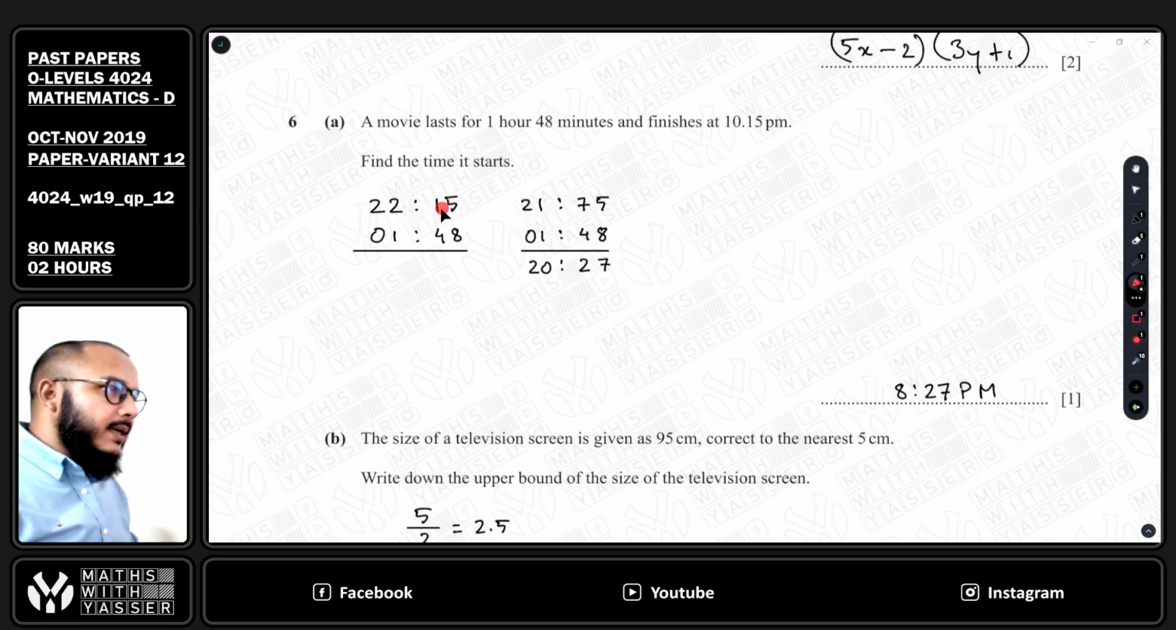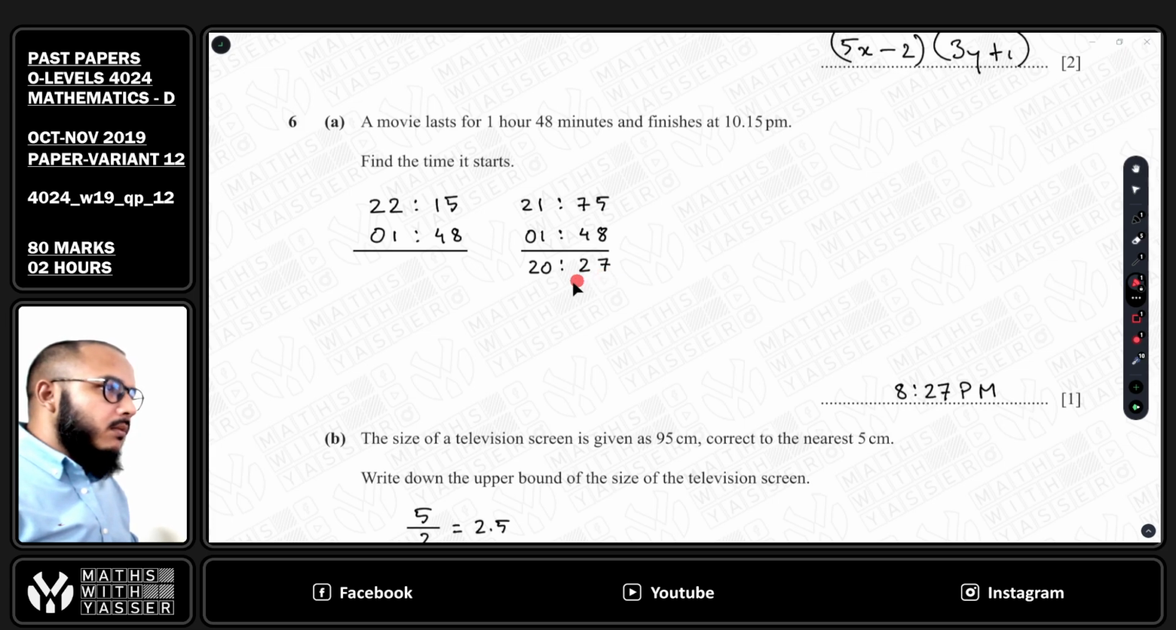So in that case, if you bring over 1 hour, which is 60 minutes, and add it with the 15, that will become 75. And since you have brought over 1 hour over here, that means this is no longer 22, this will become 21. Now you can subtract. So 75 minus 48 is 27, and 21 minus 1 is 20. So 27 is the starting time.